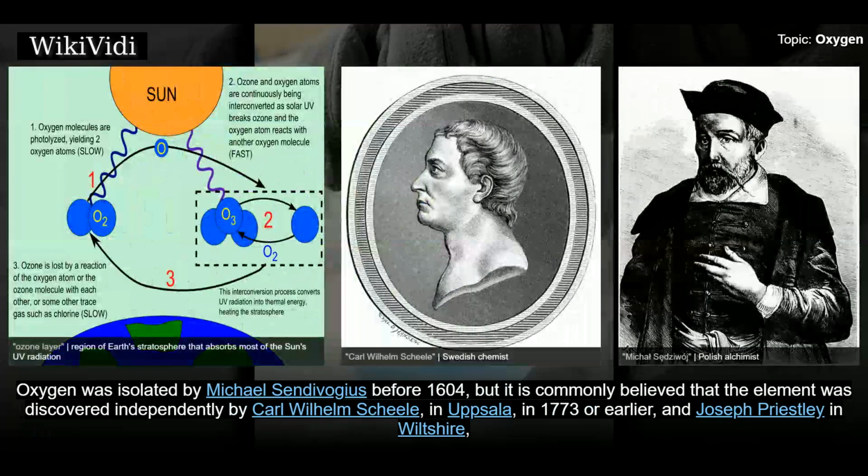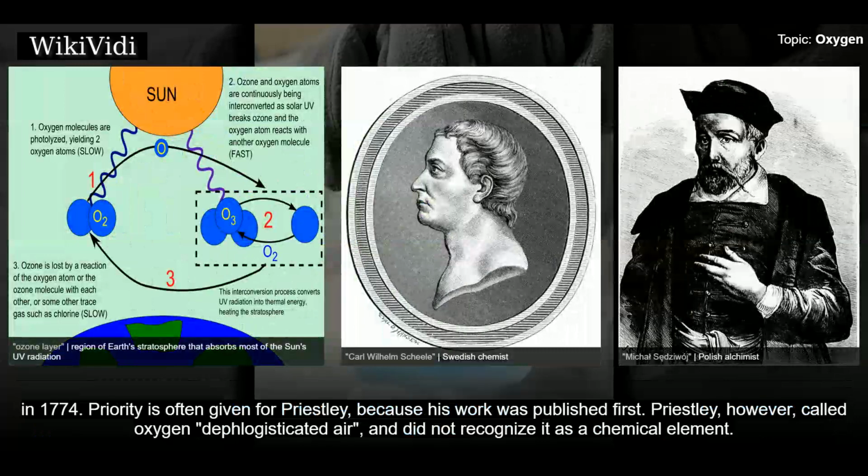Oxygen was isolated by Michael Lavoisier before 1604, but it is commonly believed that the element was discovered independently by Carl Wilhelm Scheele in Uppsala in 1773 or earlier, and Joseph Priestley in Wiltshire in 1774. Priority is often given to Priestley, because his work was published first. Priestley, however, called oxygen dephlogisticated air, and did not recognize it as a chemical element.